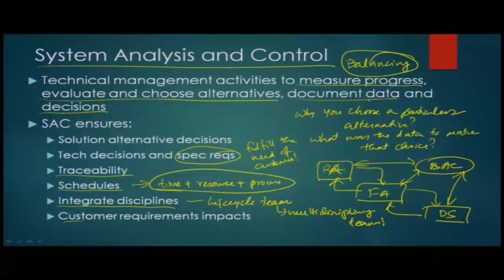And the impacts of the customer requirements on the system development are always kept in check with the SAC. This is also a trade-off. If one of the requirements is traded off against another, what is the impact on the product? And the SAC ensures that the customer is also kept in the loop with that aspect.